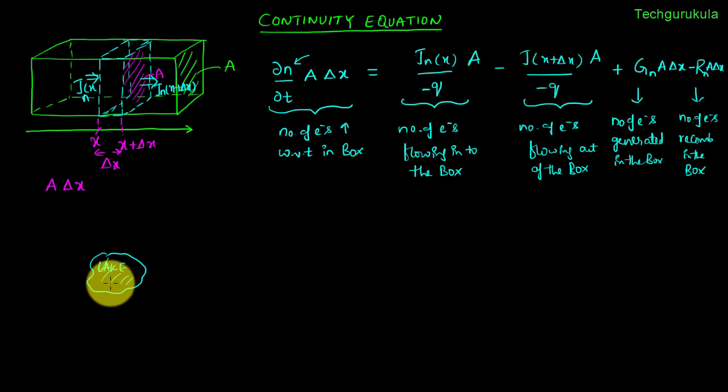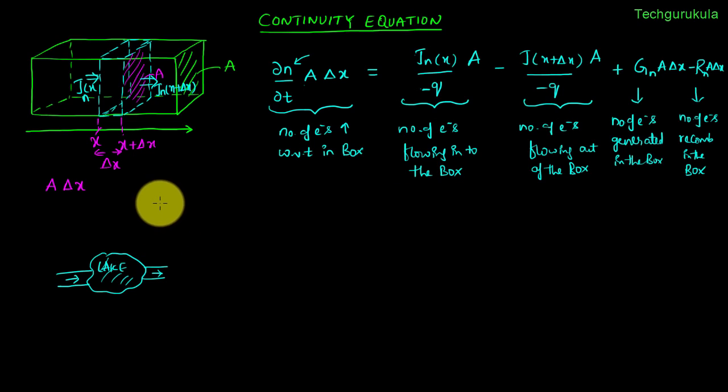How can the water content in this lake increase? It can increase if the inflow into this lake is greater than the outflow from the lake, which means the inflowing water is greater than the outflowing water. So the water in this lake increases, which is similar to the electron flow into the box being greater than the electron flow out of the box.